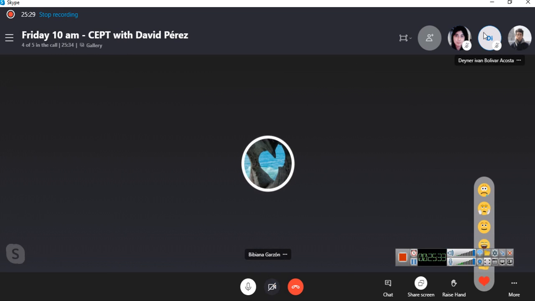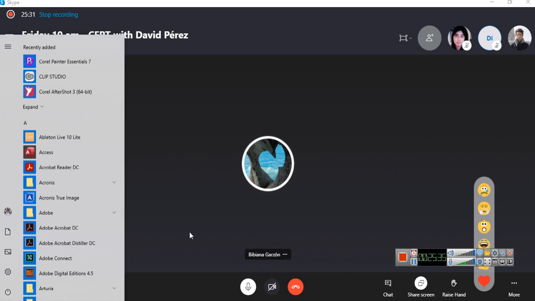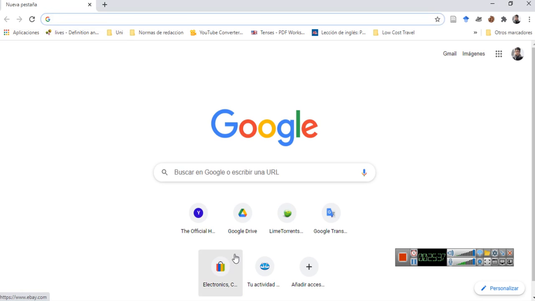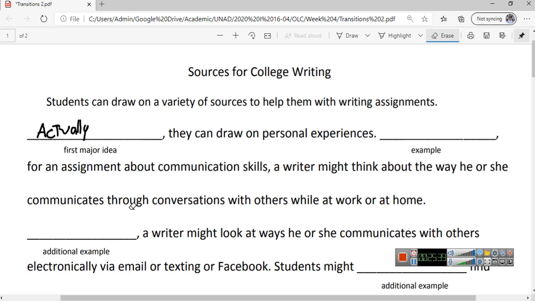How about Dainer? Dainer, do you know which word should we use? Which transitional phrase should we use?